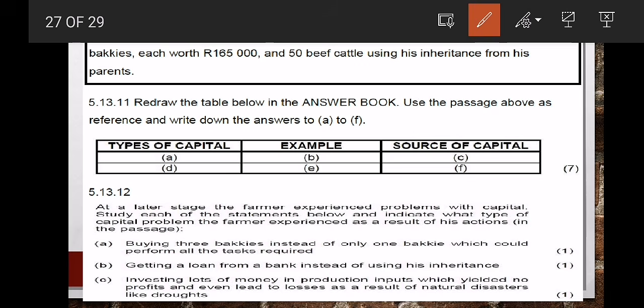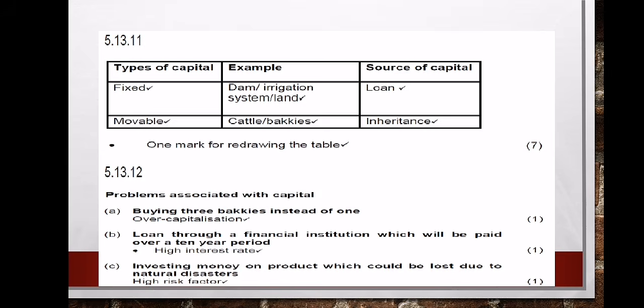Investing lots of money in production inputs which yielded no profits and even led to losses as a result of natural resources like droughts. There was a loss because of natural disasters. There's a risk here. High risk factor. That's how easy it is for you to understand the question.